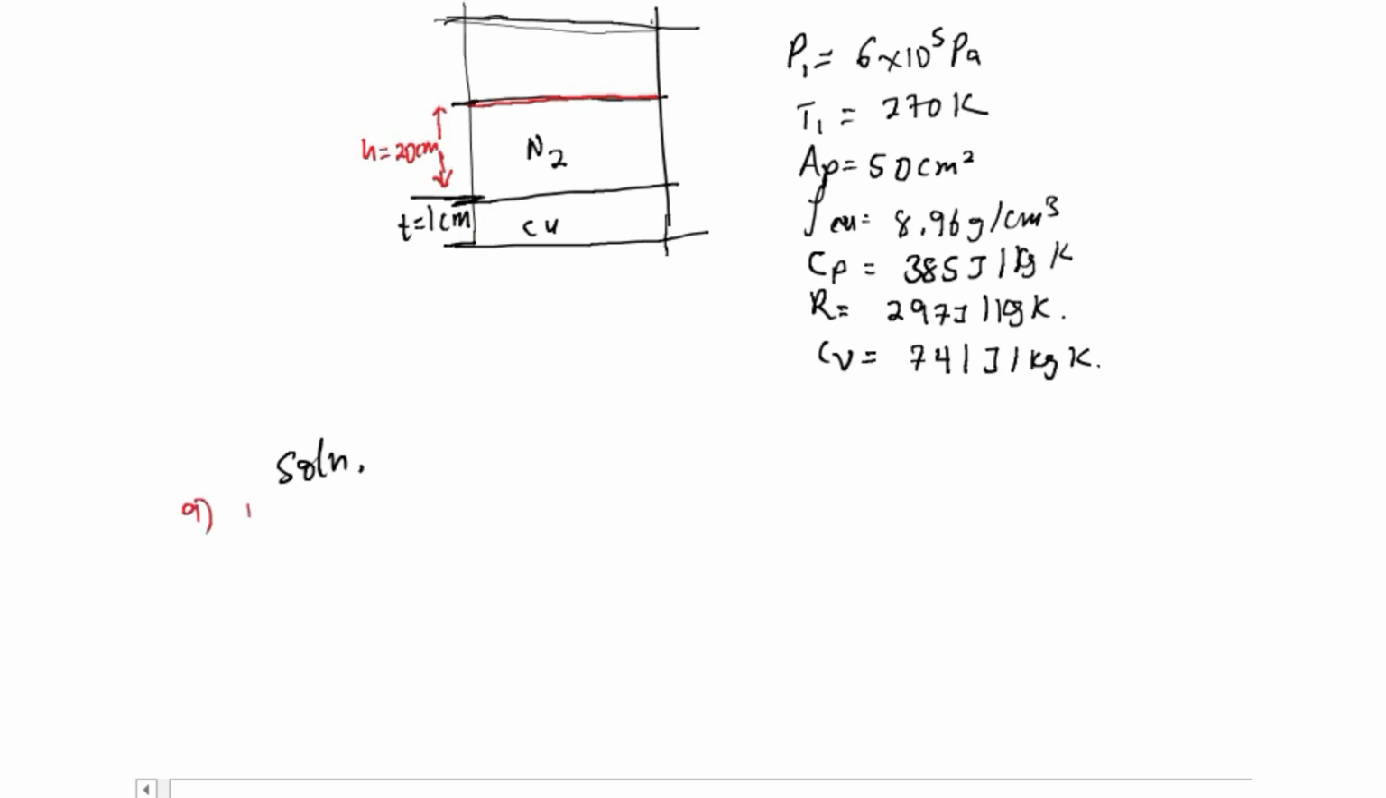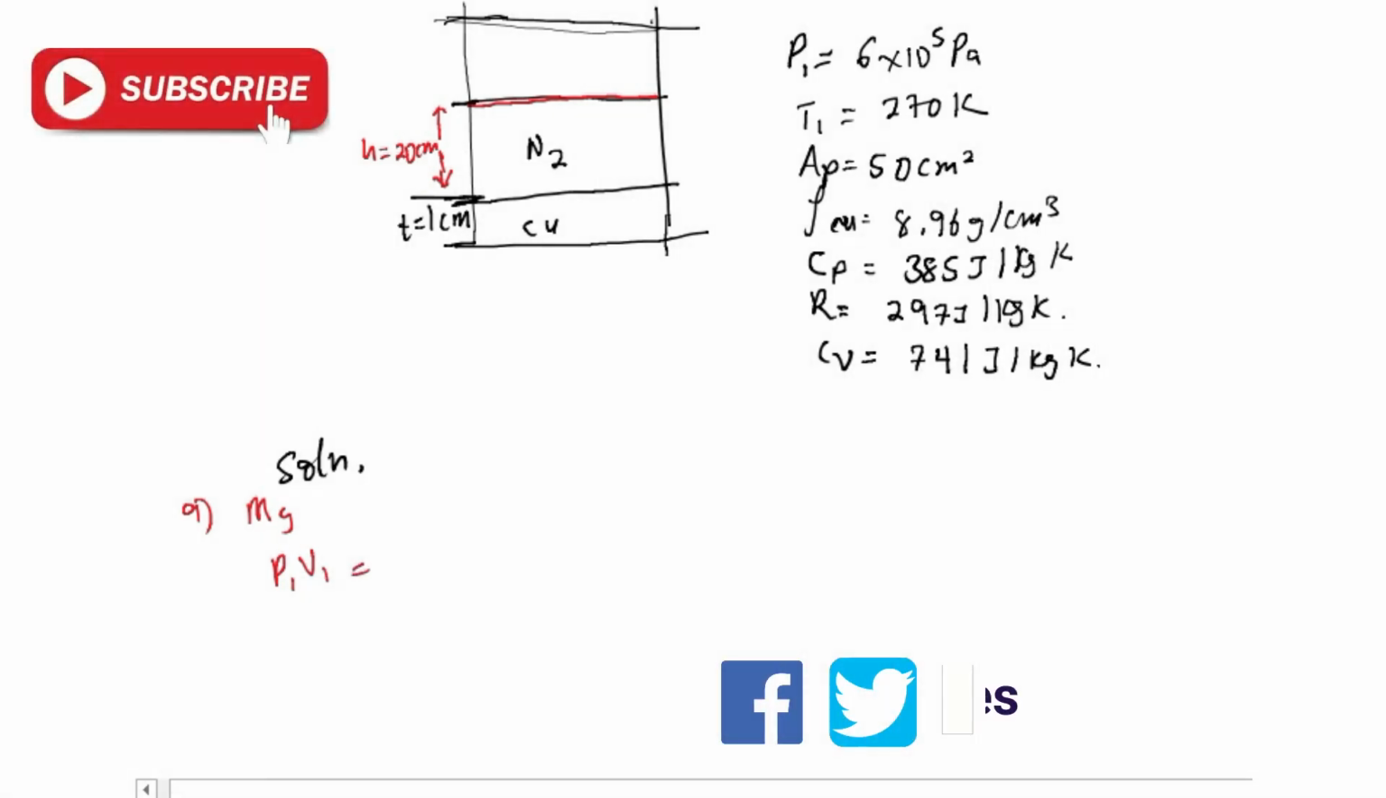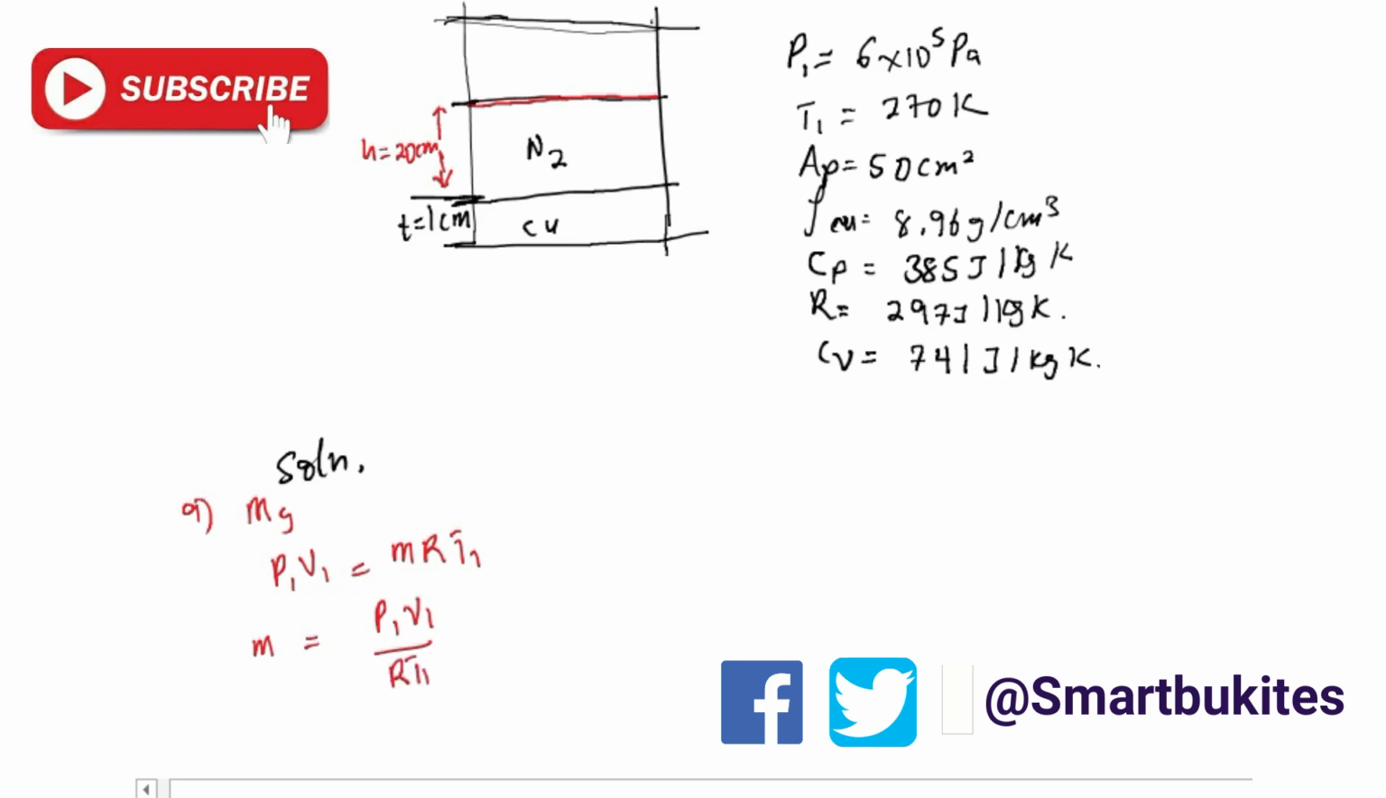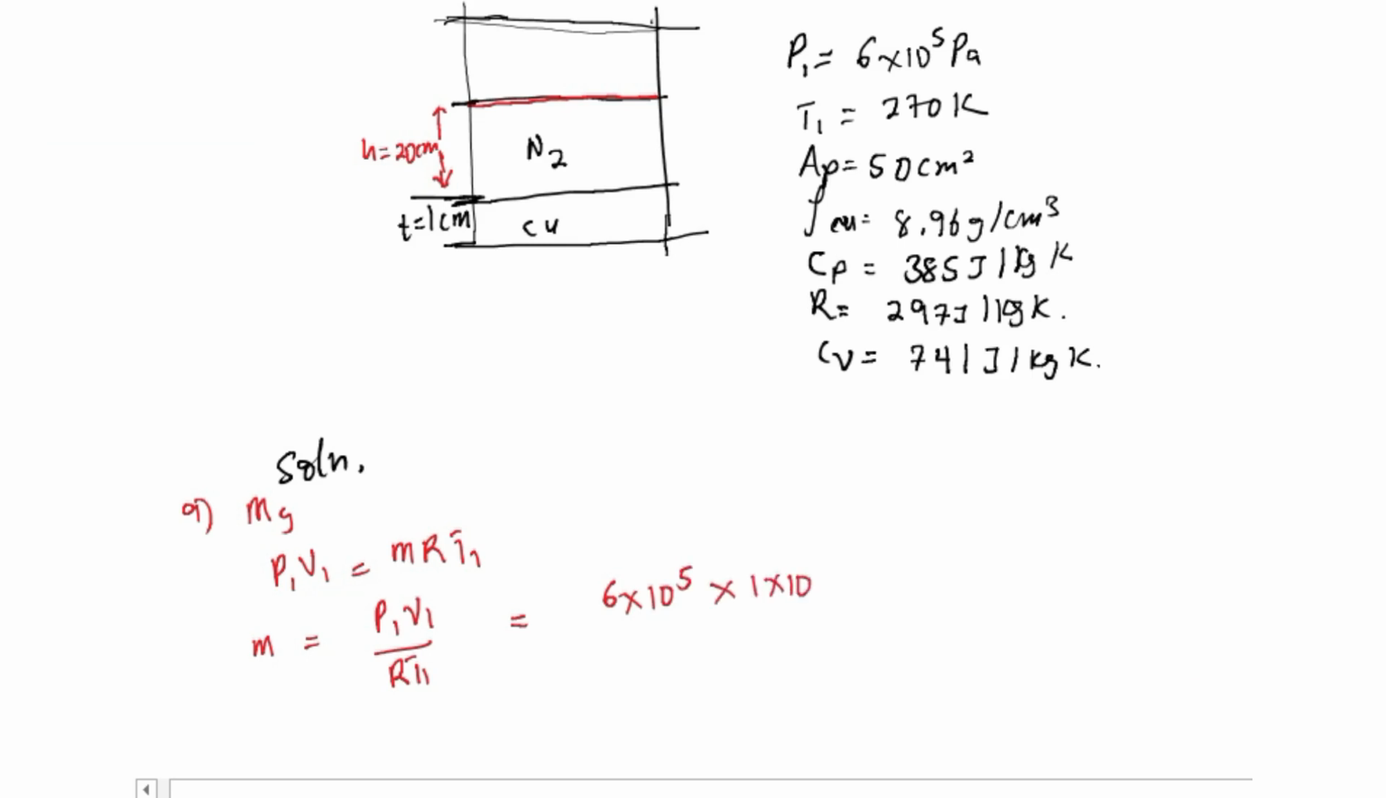The first part of the question asks us to find the mass of the nitrogen gas. So we are going to use a relationship, that is the gas equation, P1V1 equals mRT1. So m is going to be P1V1 over RT1. This is equal to the numerator divided by R, which is 297, multiplied by the temperature 270. So the obtained mass is 7.48 exponential minus 3 kilograms.